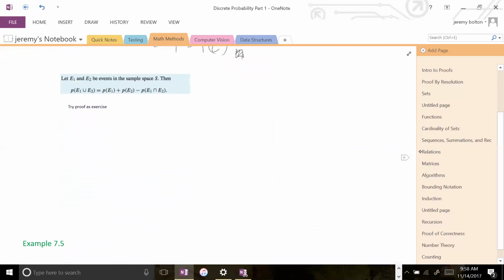All right, our last example here, and then we'll take a break. Let E1 and E2 be events in our sample space. Then we can compute the union of these two events as the probability of event 1 plus the probability of event 2 minus the probability of their intersection. Again, this is simply related to the inclusion-exclusion principle and counting cardinalities of sets with non-empty intersections. This is a simple corollary of that, since all we're doing is creating ratios of these counts, ratios of these cardinalities. I encourage you to try a proof as an exercise. Again, it just simply follows from the principle of inclusion-exclusion and cardinality of sets.